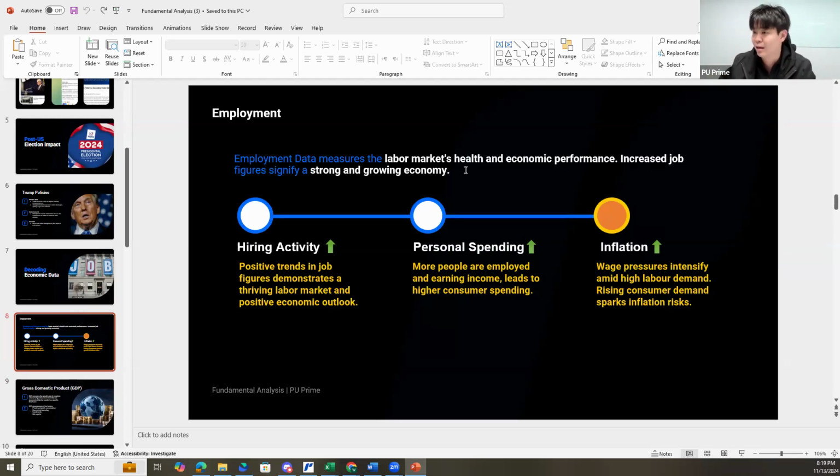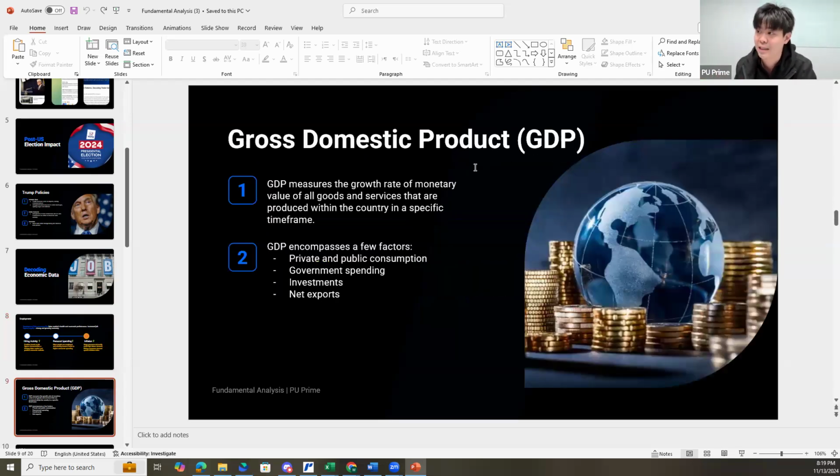And then the next thing that we are going to talk about is the gross domestic product, what we call the GDP. GDP is one of the important data that measures the growth rate of the monetary value of all goods and services that are produced within the country in a specific time frame. This is something very, very important. You can understand GDP as the overall country's revenue, how much the country is going to earn, and what the earning growth percentage is.